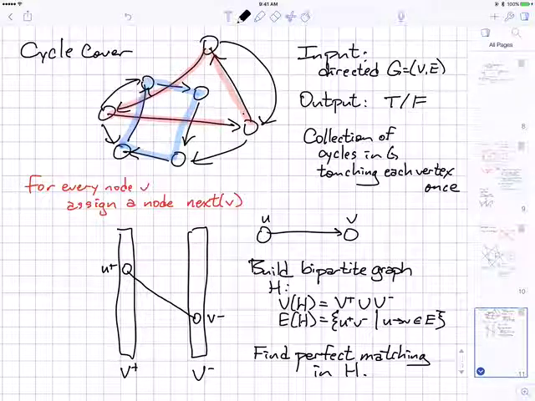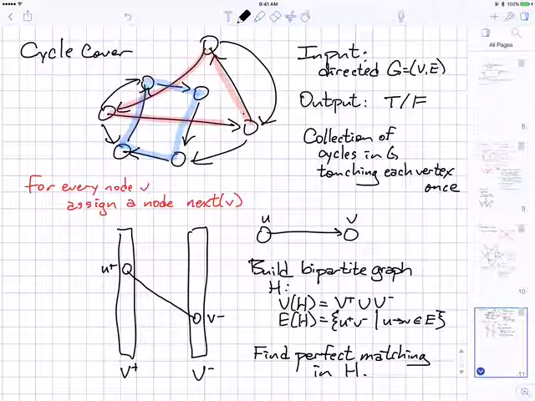So a perfect matching in H means for every vertex on the left, I find a corresponding vertex on the right. That means for every node in my original graph, I successfully found a successor, and all those successors are different. And so I have a collection of forward pointers that describes my cycle time. Or another way of saying this is I have a subgraph of my original graph G in which every node has out degree 1 and every node has in degree 1. And that must be a collection of cycles.